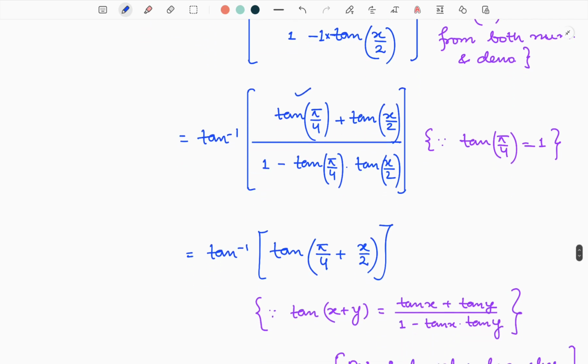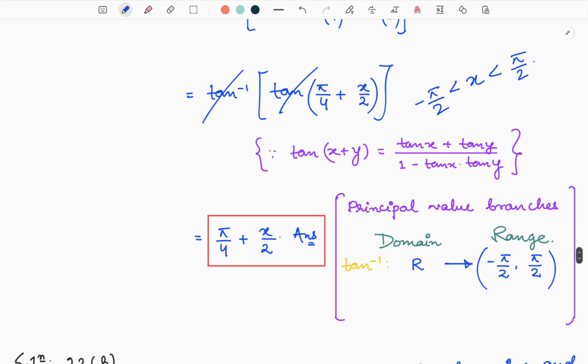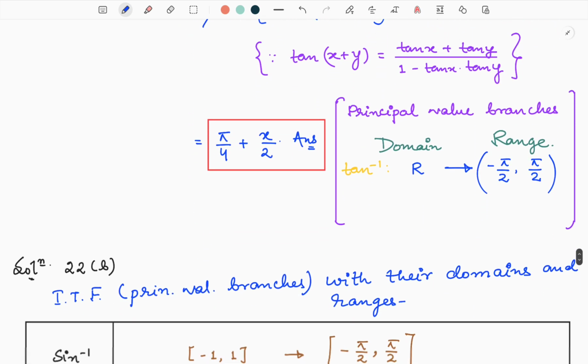Now this is the form which we are trying to derive. And at the last you can easily cut tan inverse with tan, and this cancellation is only possible when the value of x lies in the principal value branch of tan inverse. Otherwise this cancellation would not have been possible. So the answer will be pi by 4 plus x by 2. This is the simplest form of the question that we are asked to find.